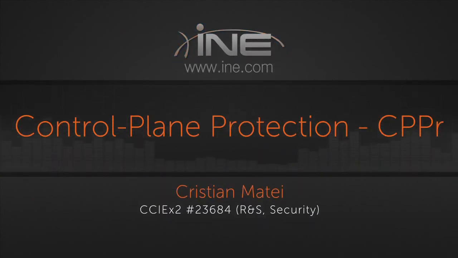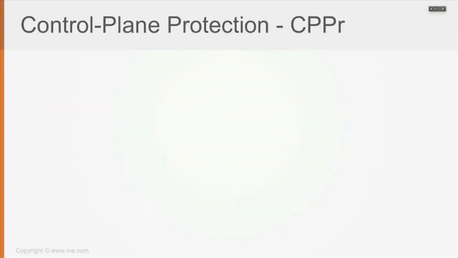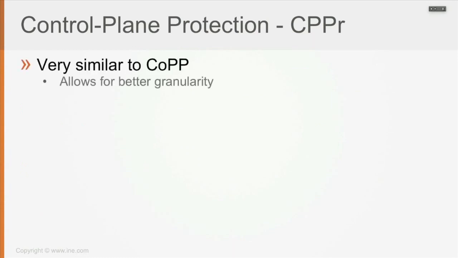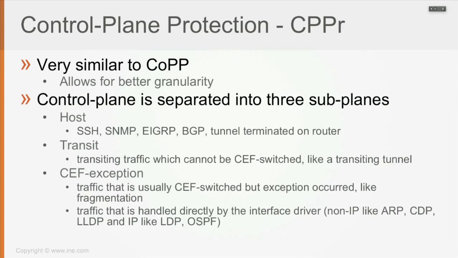Now, a variation of COPP is called Control Plane Protection, or CPPr. It's very similar to COPP, but allows for better granularity. What CPPr does is split all of the control plane protocols into 3 subplanes, or sub-interfaces, as Cisco calls them: the host subinterface, the transit subinterface, and a self-exception subinterface.